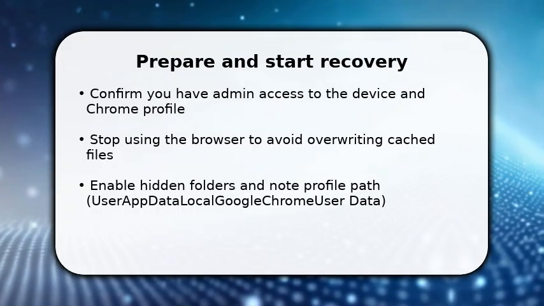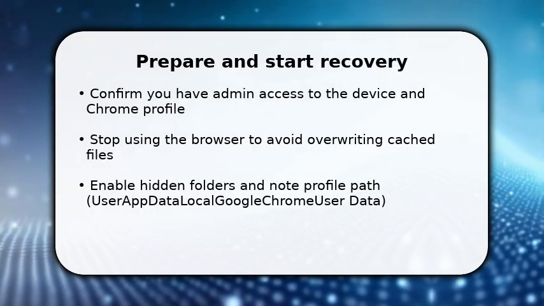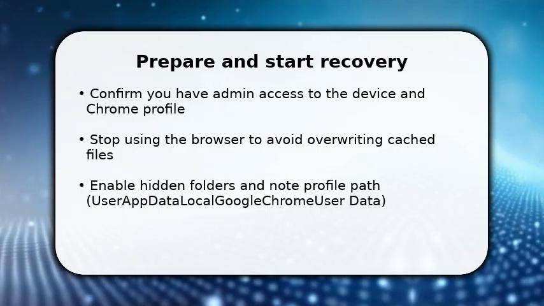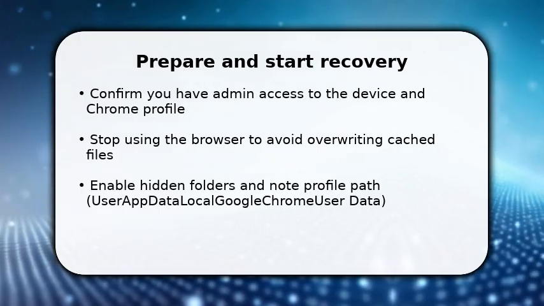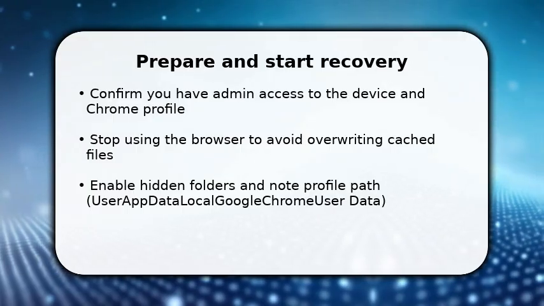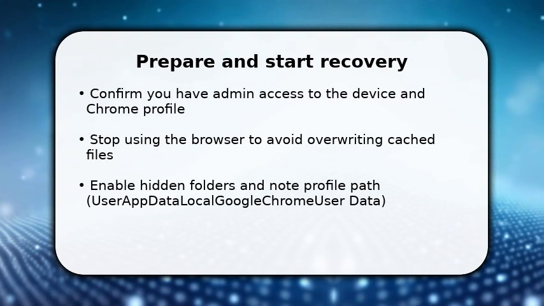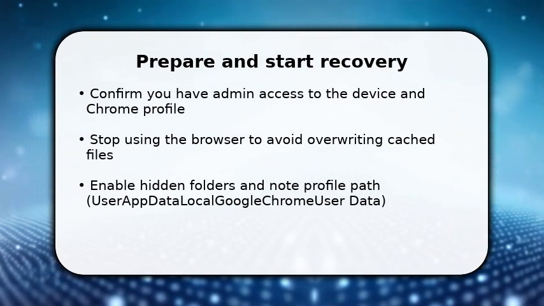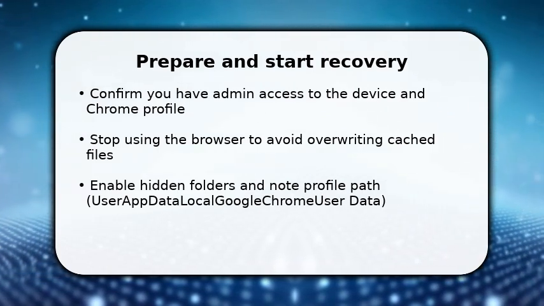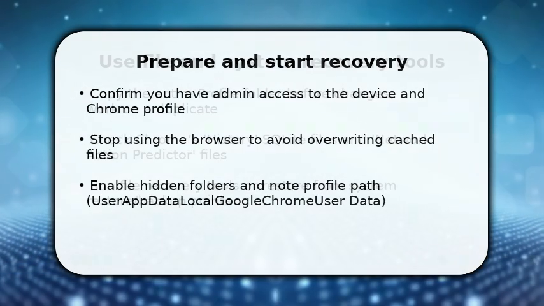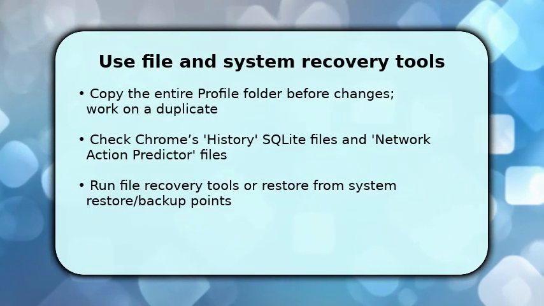Then enable viewing hidden folders in your OS and note the profile path, such as user/appdata/local/Google/Chrome/user-data. This matters because the next steps operate directly on local files and backups, not the Chrome UI, and being precise avoids mistakes. You'll now inspect and recover files.